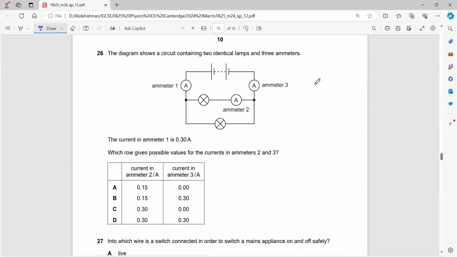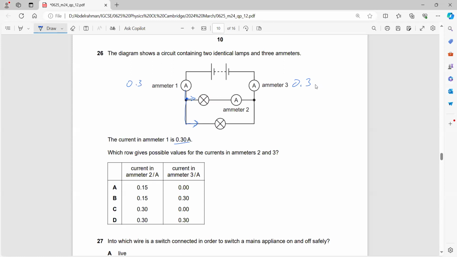Diagram shows a circuit containing two lamps. Current in ammeter 1 is 0.3. Ammeter 3 has to be 0.3 amperes as well. What happens to the current at this point? It gets split.